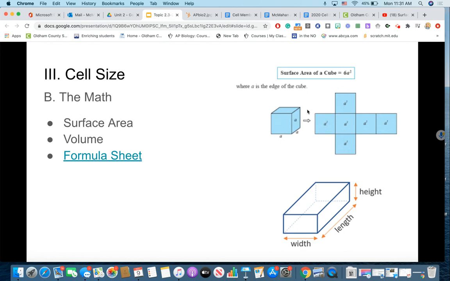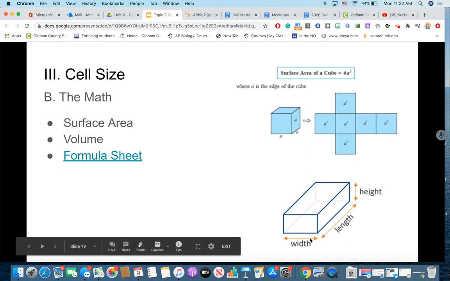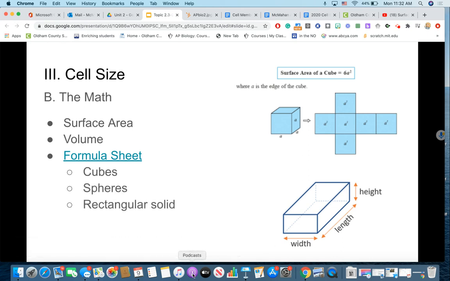Surface area, I like this picture of surface area because it is literally the amount of surface on this cube. So if we laid it out flat, there are the 6 sides of the cube. And so 6a squared, that is the area of all 6 sides. And then here is the volume, length times width times height of a particular object. So cubes, spheres, and rectangular solids are typical of cell sizes or shapes that you will have to calculate for.